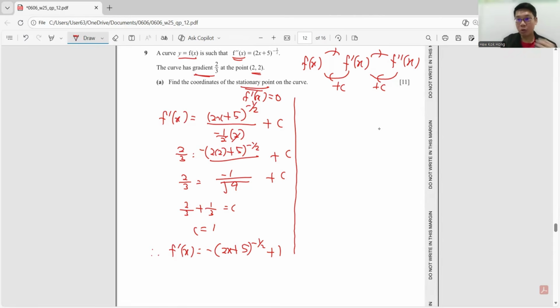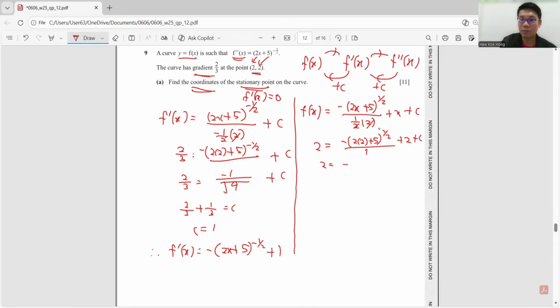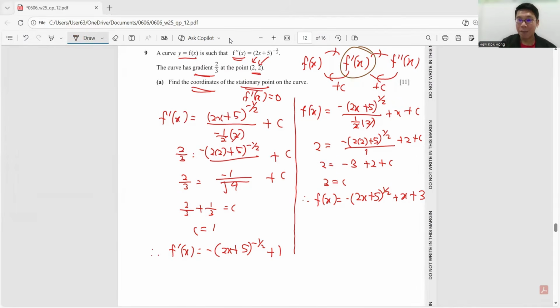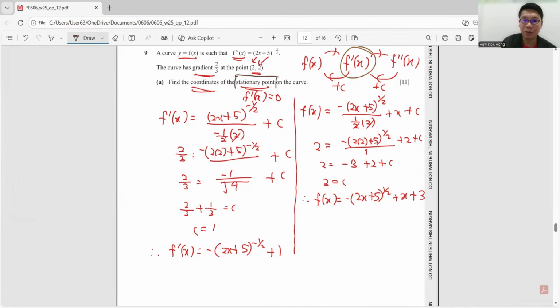Of course, we need to know f(x) because they ask for the coordinates of the stationary point, which means we need the x value and y value also. So we also need f(x): power plus 1. Plus 1 will become plus x, and then plus c again. And then we use the coordinate 2, 2. Y is 2, while x is 2. We have all the equations, then we can find the coordinates of the stationary point.